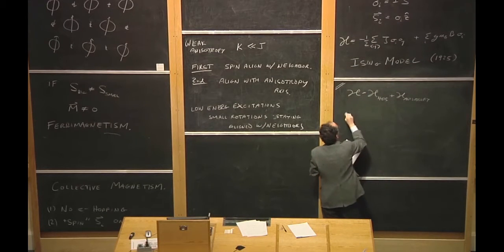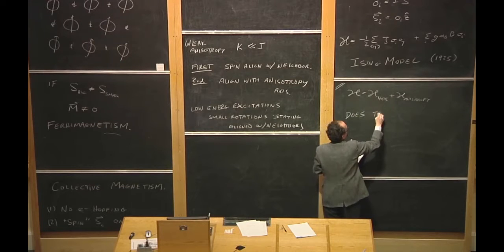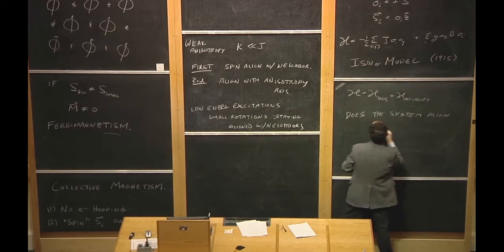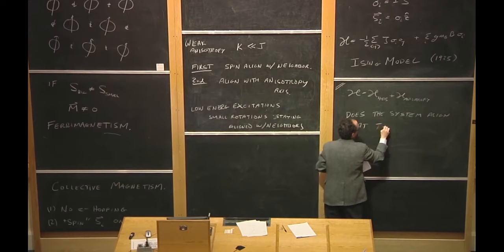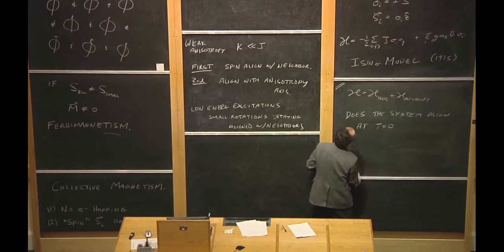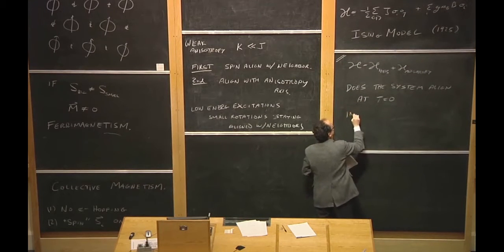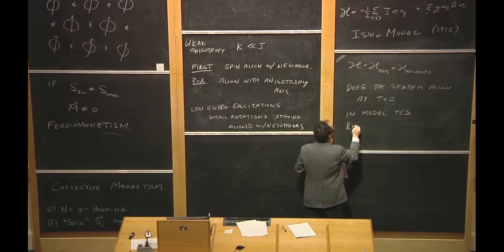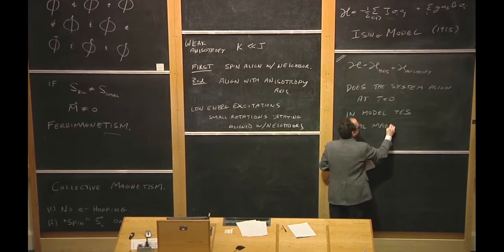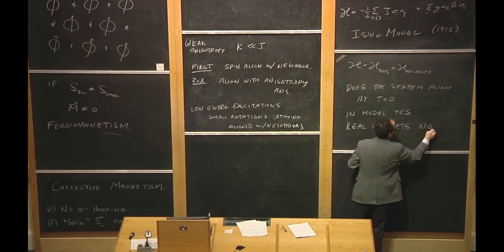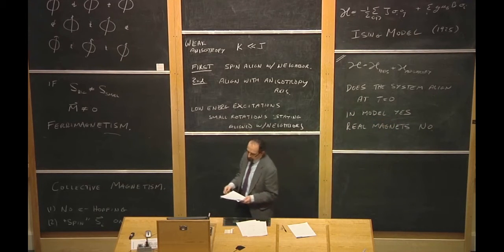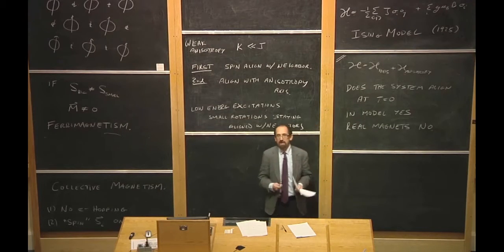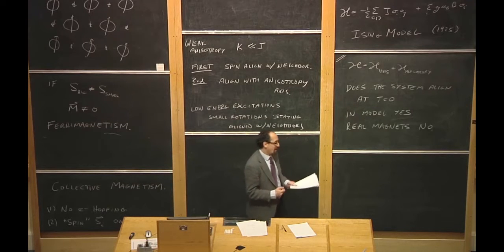Does the whole system align at T equals 0? In the model, the answer is yes. But in real magnets, no. In real magnets, not all the spins in the system actually do align with each other. To understand why this is, we have to realize that we actually left something important out of our Hamiltonian.